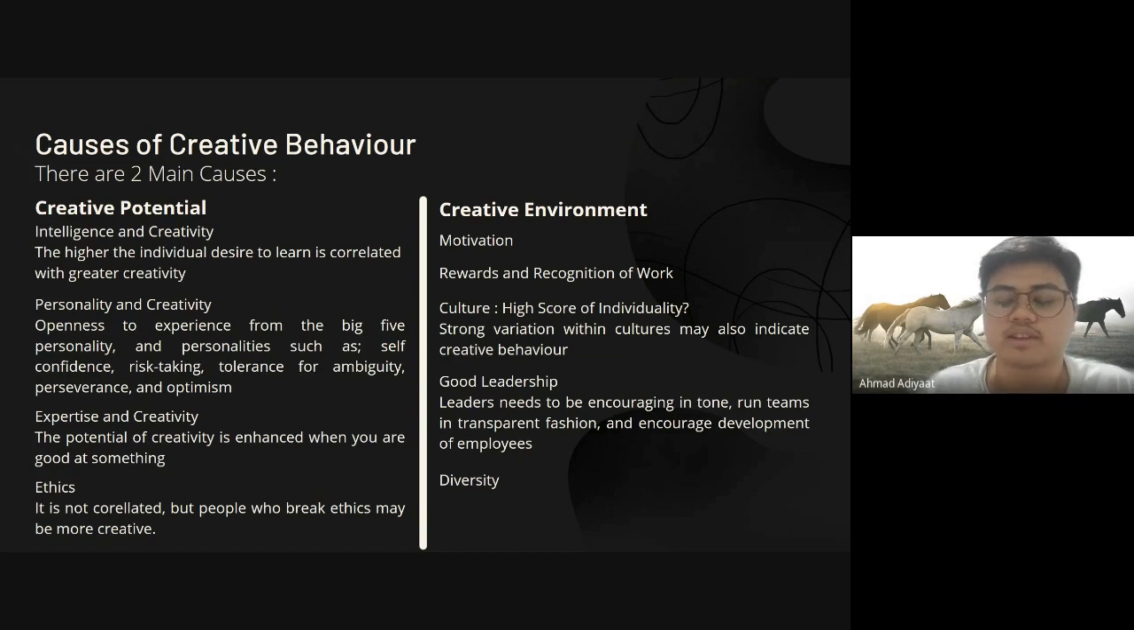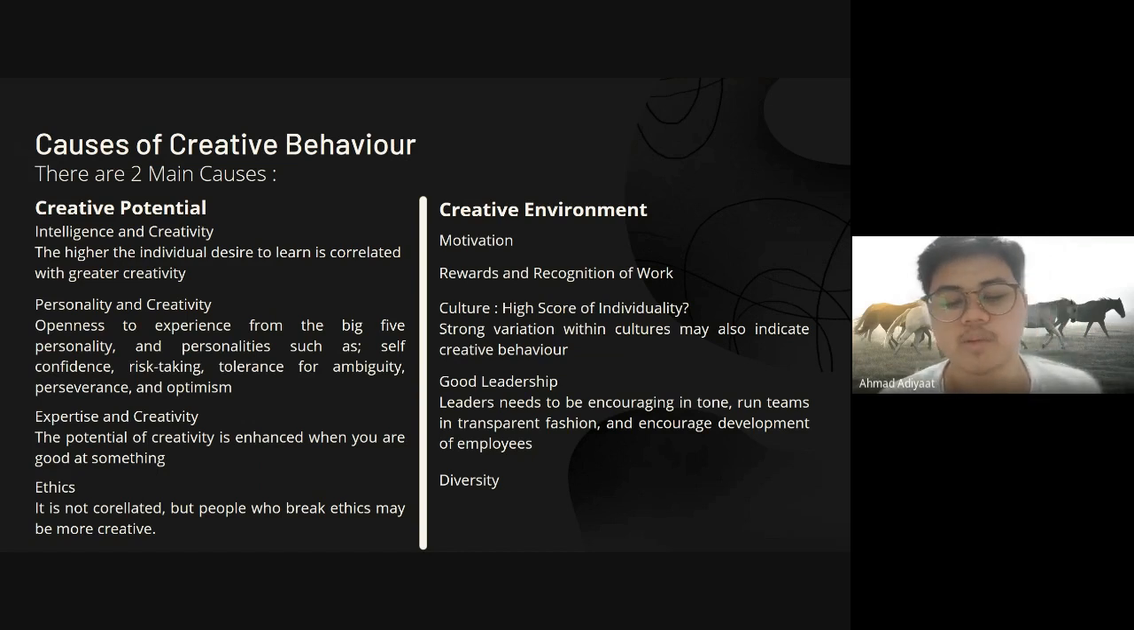A leader needs to be someone that encourages development and discusses with other people in a transparent fashion and trains their employees to do better. And diversity is one of the key elements, like when you have different people, different ideas coming together in one place, it inspires creativity. Next slide, please.